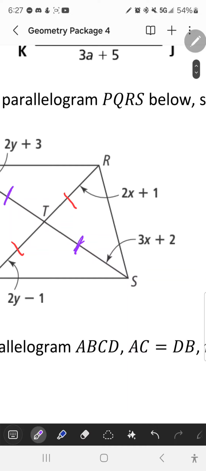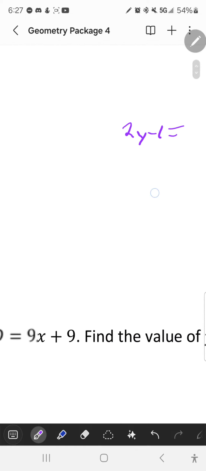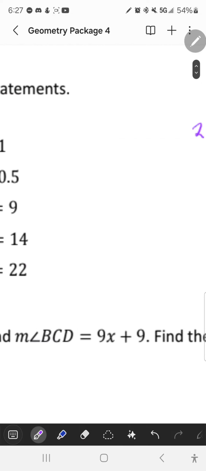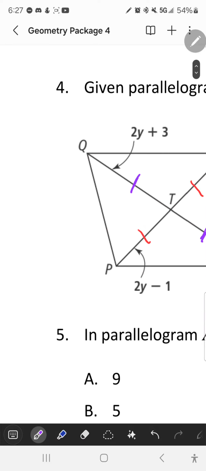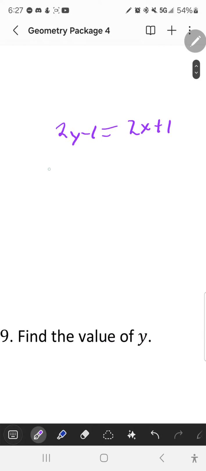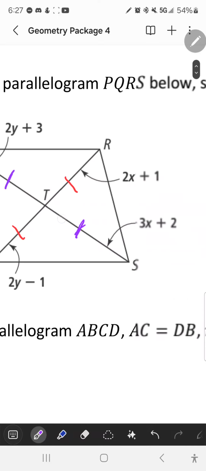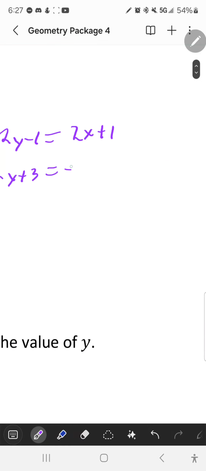If these two are equal, I have 2y minus 1 is equal to 2x. And then I have 2y plus 3 equal to 3x plus 2.